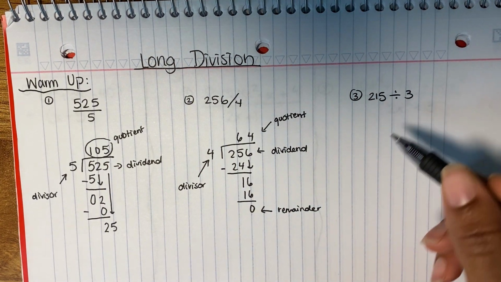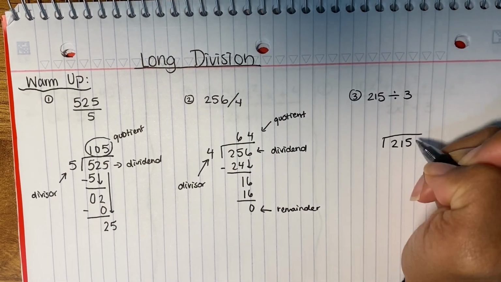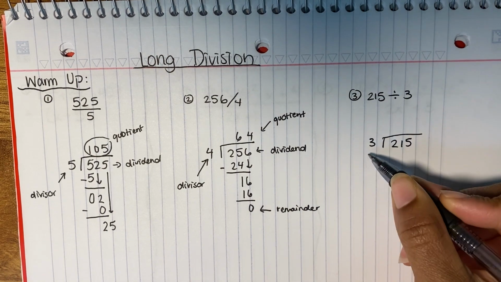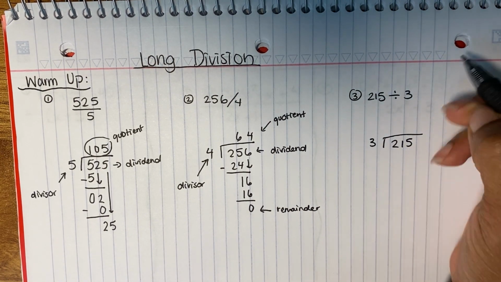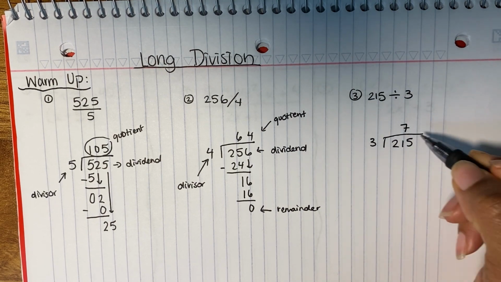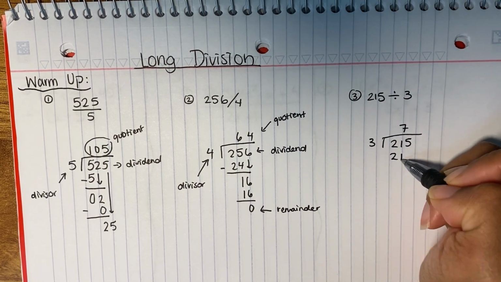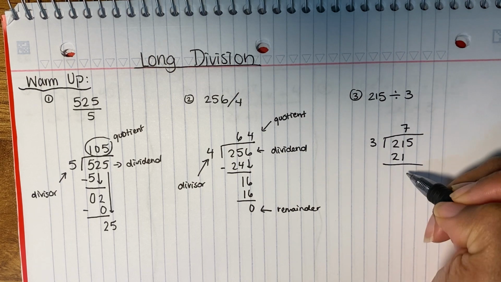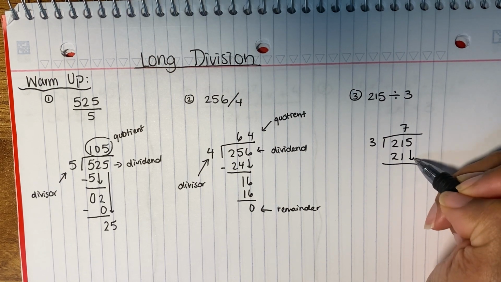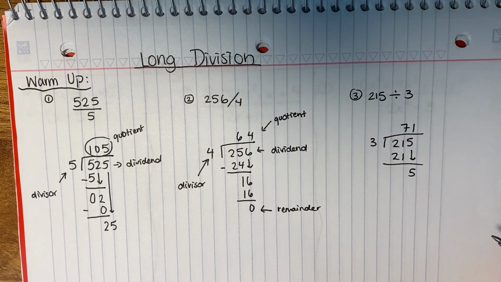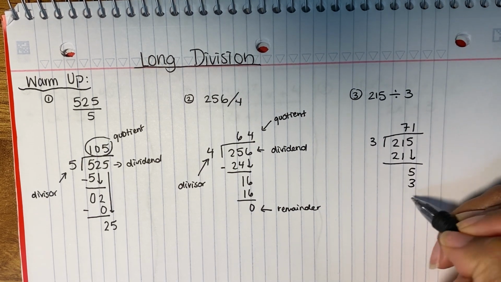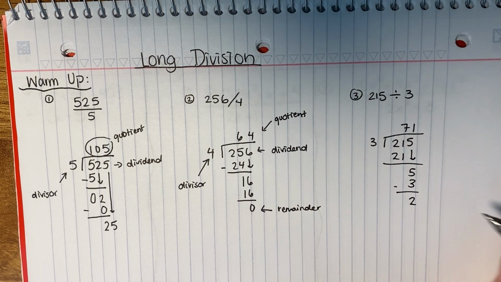Question 3, set it up again. Divide by 3. 3 cannot go into 2, so then move on to 21. 3 goes into 21 7 times. 7 times 3 is 21. Subtract, you end up with 0. Drop down the 5. 3 goes into 5 1 time. 3 times 1 is 3. Subtract, and we have 2.